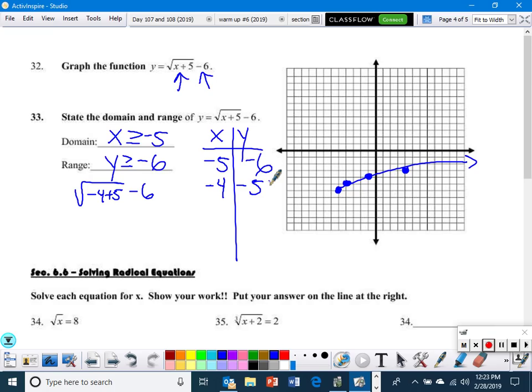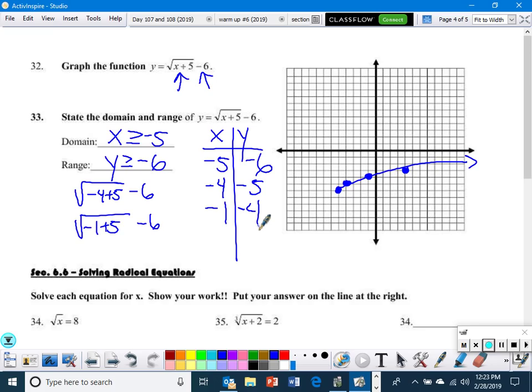Okay, then again, I want a perfect square here. So the next number that gives me a perfect square will be negative 1. Negative 1 plus 5 is 4. The square root of 4 is 2. 2 minus 6 is negative 4. That was up 1 over 3. Same pattern as the last one.